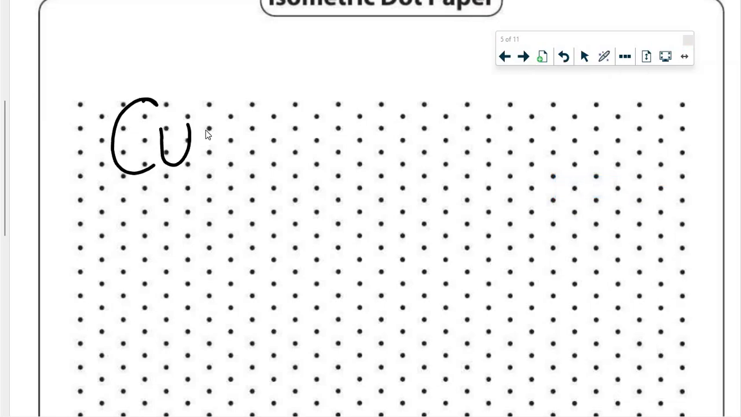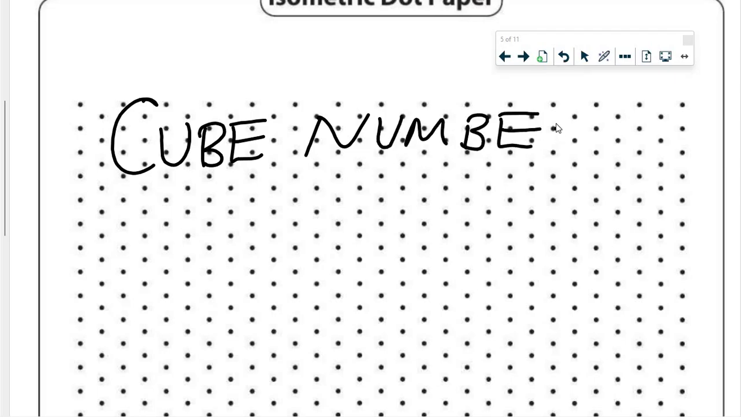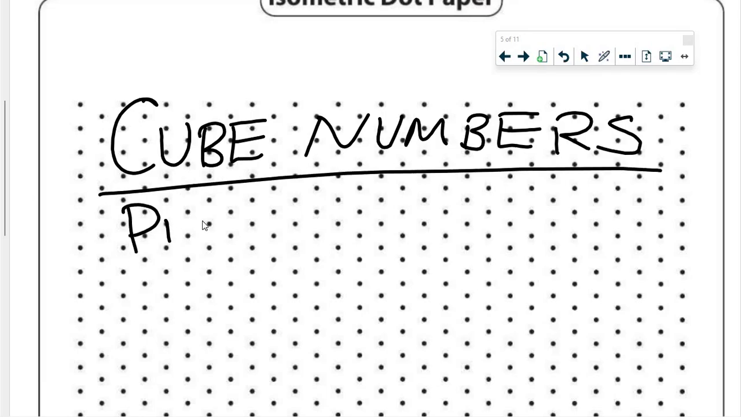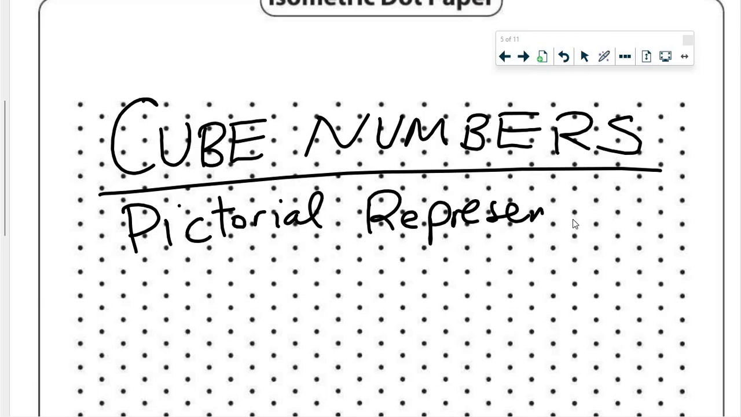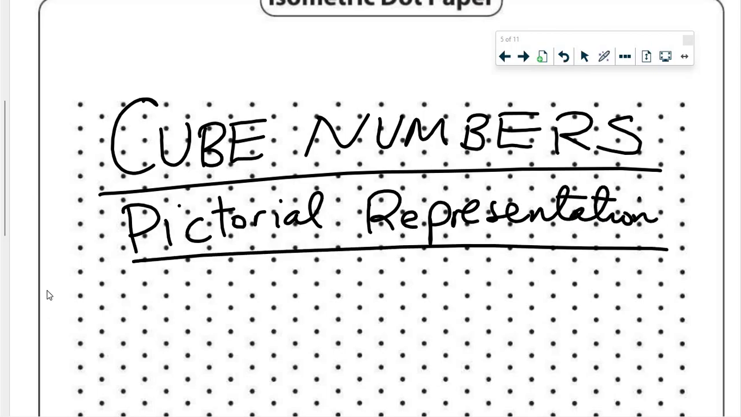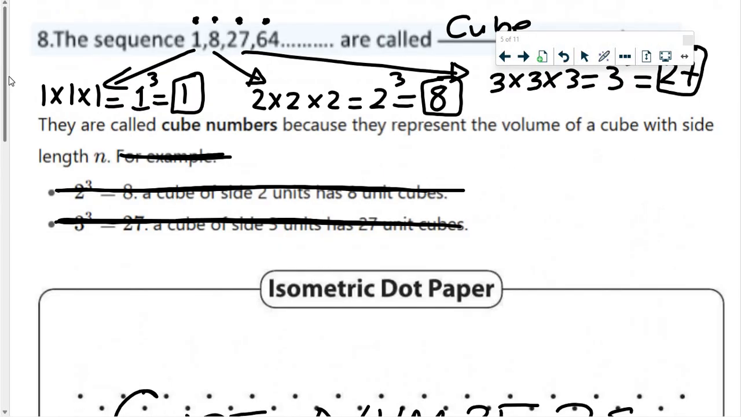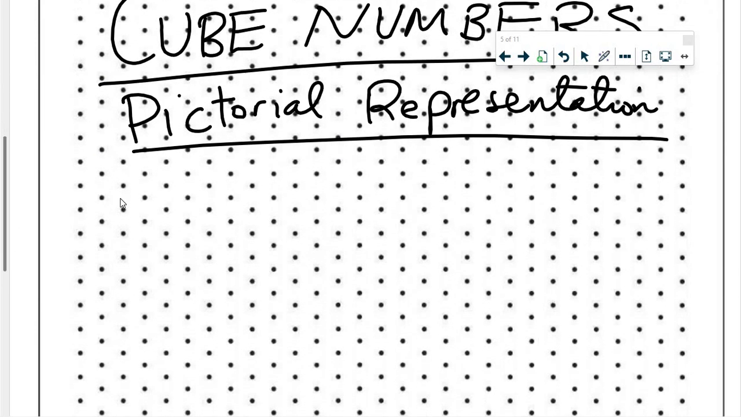So you write here, cube numbers, pictorial representation. I'm going to show you how we draw the pictorial representation of these cube numbers: 1, 8, 27, 64.